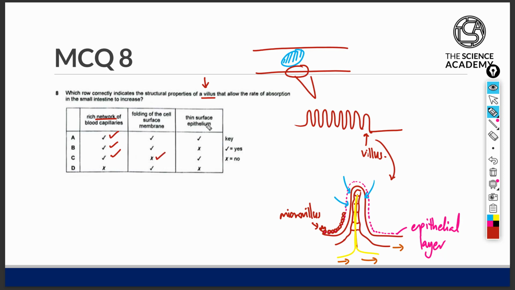Lastly, the thin surface epithelium, which is this singular layer of cells lining the villus, will help increase the rate of absorption or diffusion of the food molecules across and into the blood capillaries or the lacteal. This is indeed an adaptation because being thin will help to increase this rate of diffusion. Therefore, option C will be the correct answer.